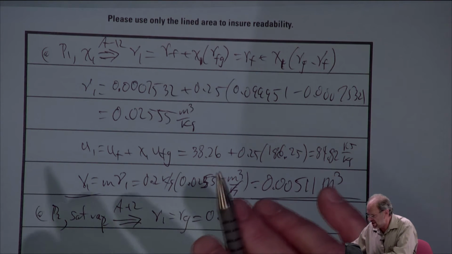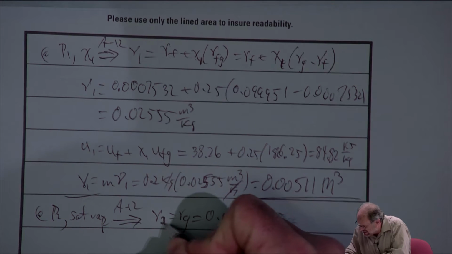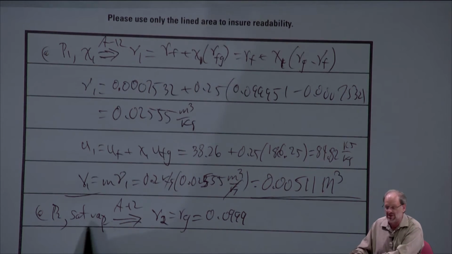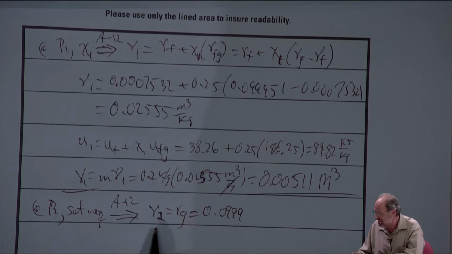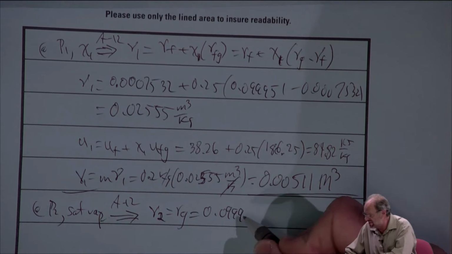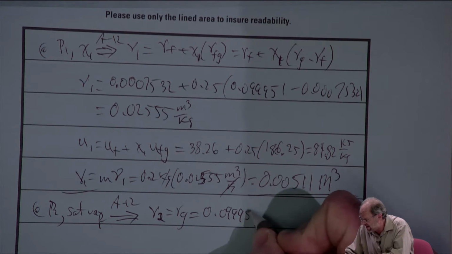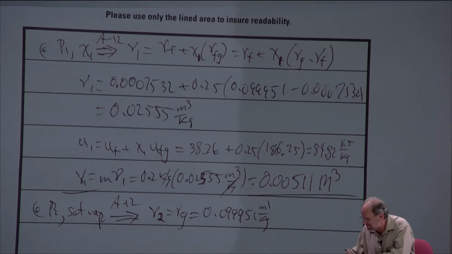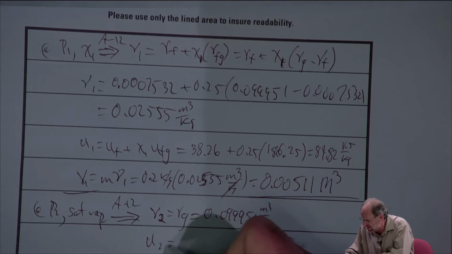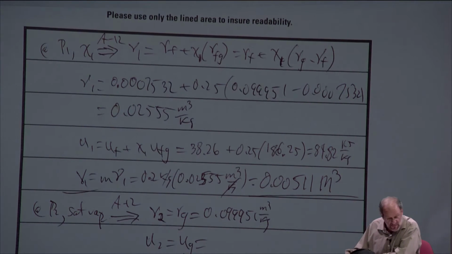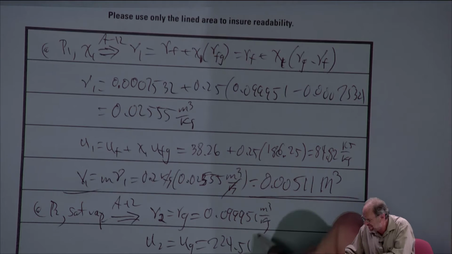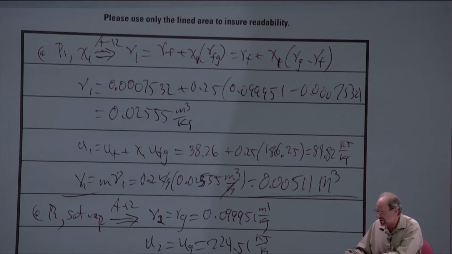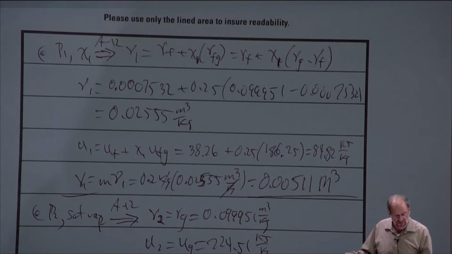Oh, yeah. I'm so sorry. I put P2 saturated vapor, but then I wrote V1. This is state 2, the saturated vapor. So V2 is VG, so it's 0.099951 cubic meters per kilogram. And similarly, U2 is UG, which is then going to be 224.51 kilojoules per kilogram. So we have all the data that we need for the problem.